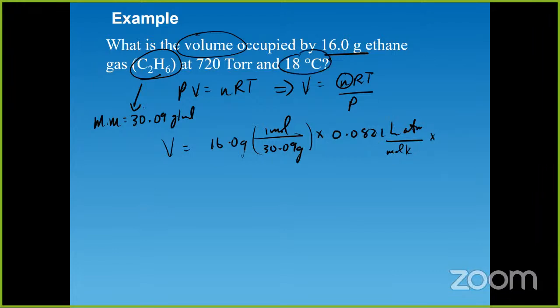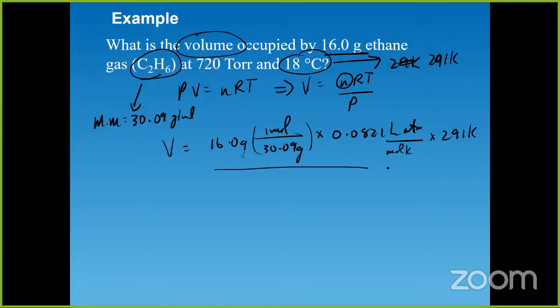Now they gave us the temperature in Celsius. So we add 273 plus 18, and that gives us the corresponding temperature in Kelvin, 291 Kelvin. So that goes here, 291 Kelvin, all right?